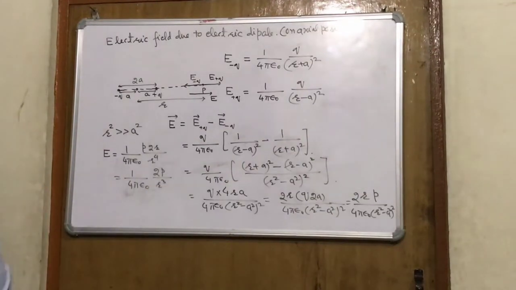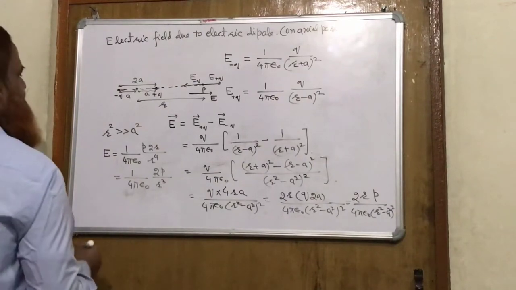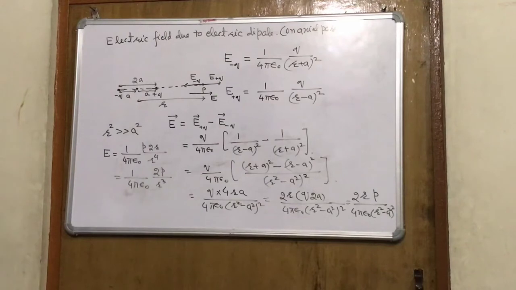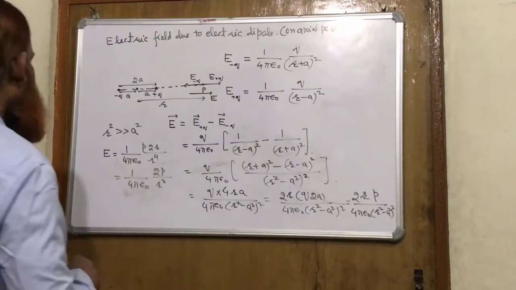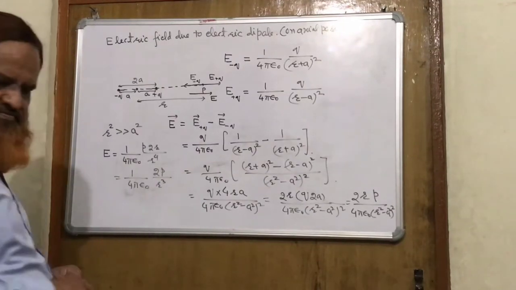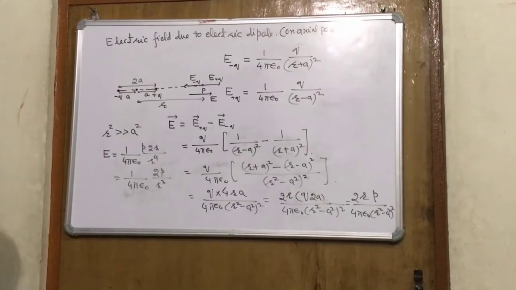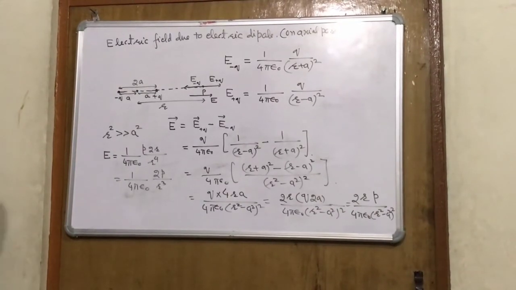And the direction is, as shown in the diagram, parallel to the dipole moment. On axial position, the field due to dipole is parallel to dipole moment. The question may be asked: write that position where the electric field is parallel to dipole moment, then the answer will be on axial position of the dipole.